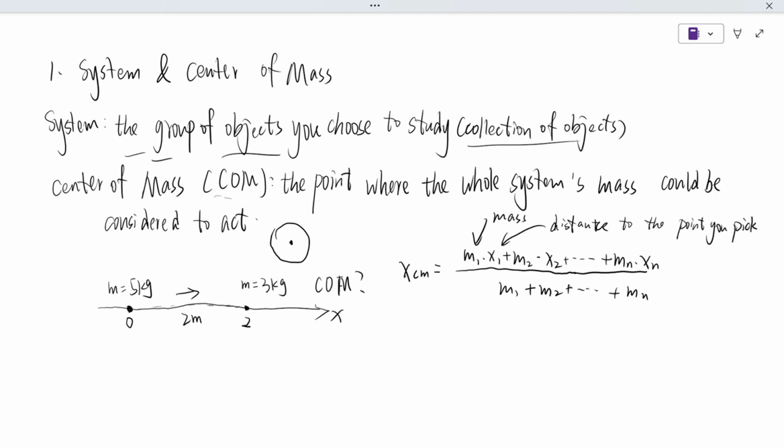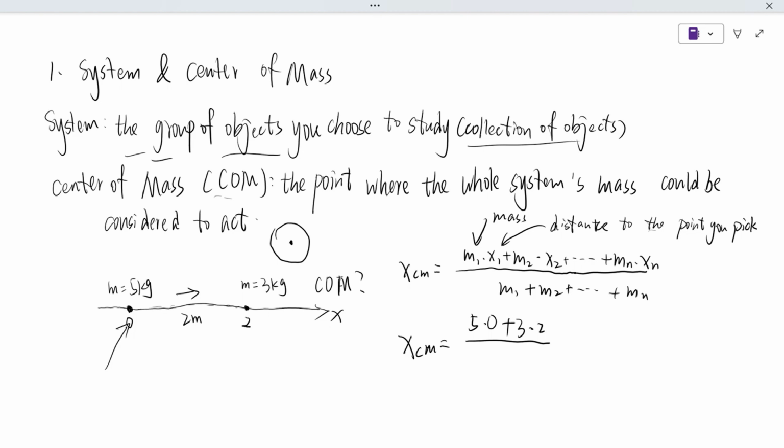For example, for this one, I would usually pick this point, which is 0. So 0 is my starting position. Let's plug in the equation. What is the position for the center of mass? XCM is equal to m. What is the mass for the first rock? It's 5 kilograms times the distance to the point you pick. What is the distance from 0 to the point I pick, which is also 0? It is 0, right? So let's put 0 there. Plus, what is the mass for the second rock? It is 3 kilograms times what is the distance from 2 to the point you pick, which is 0? It's 2, right? That's right, 2.